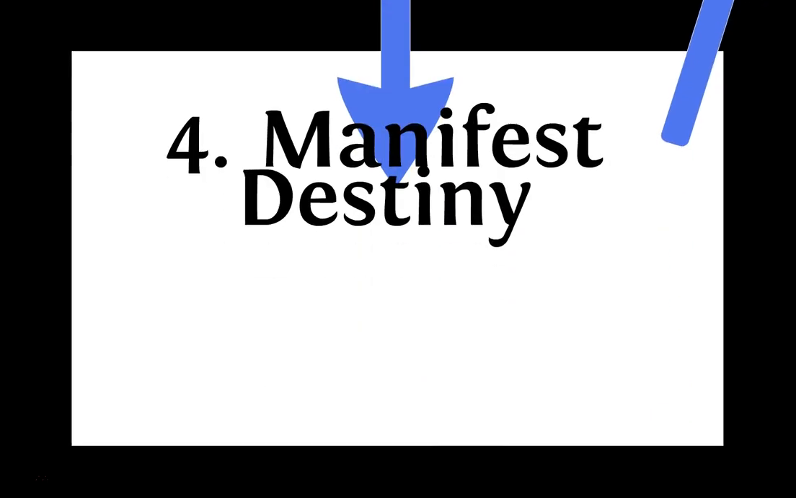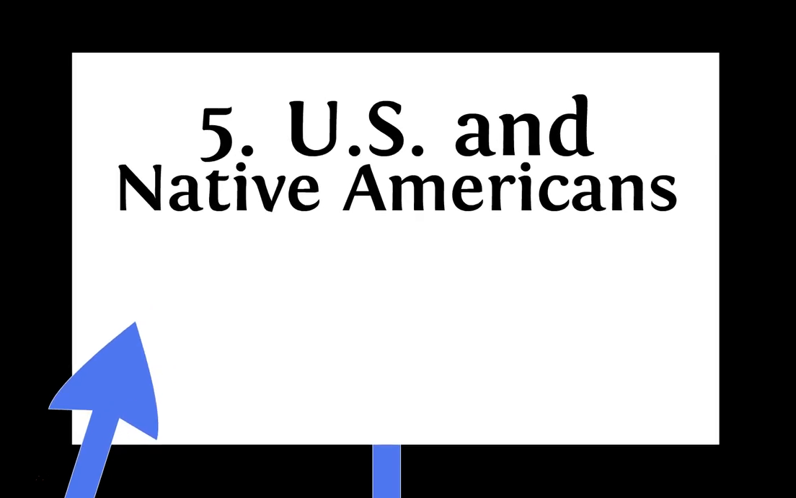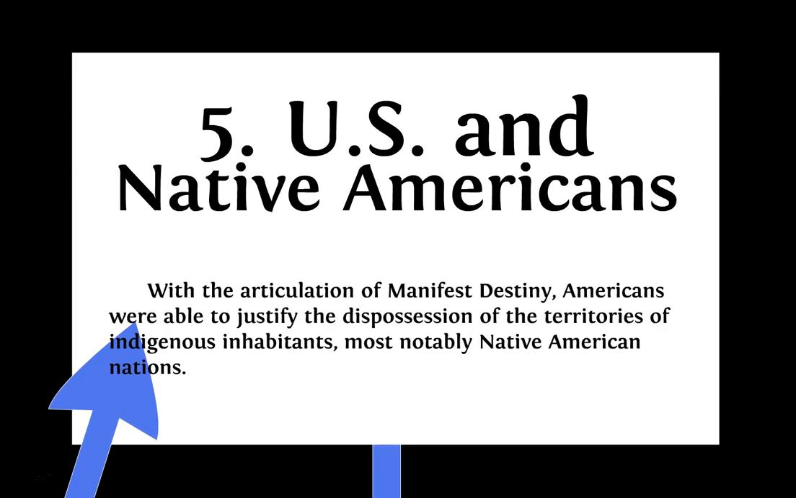The introduction to that paragraph might read, the powerful combination of economic interest, land fever, and sense of divine right came together in an approach to foreign relations called manifest destiny. Now you're moving on to show manifest destiny in action. U.S. and Native Americans. With the articulation of manifest destiny, Americans were able to justify the dispossession of the territories of indigenous inhabitants, most notably Native American nations.